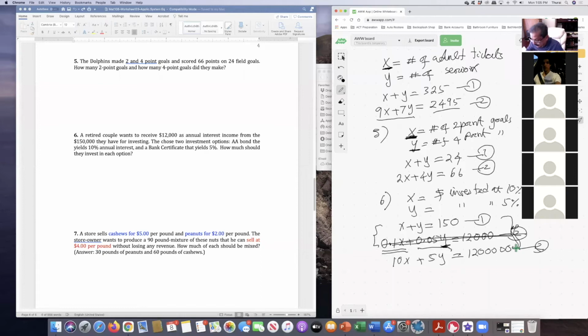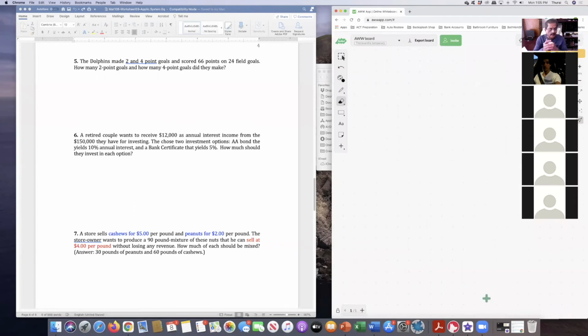Because we multiplied both sides, we didn't change the equation, okay? So you don't divide by anything at the end. The solution you find for x and y will be the answer. So that's number 6, and let's go to number 7. So clear the board.